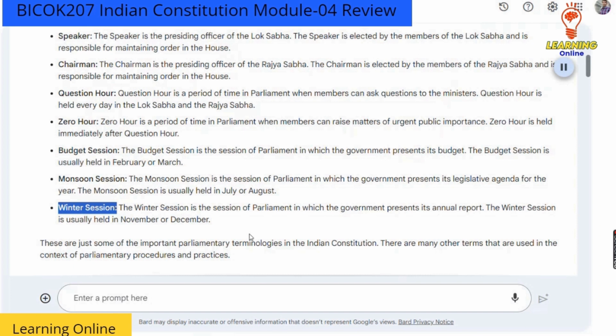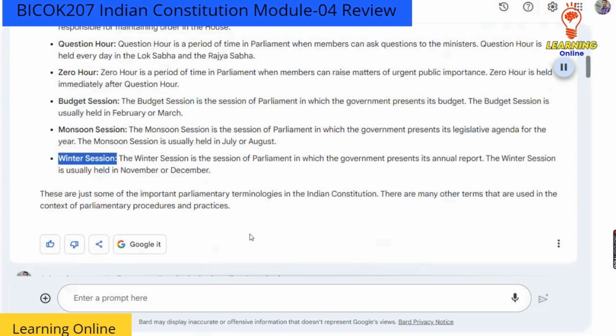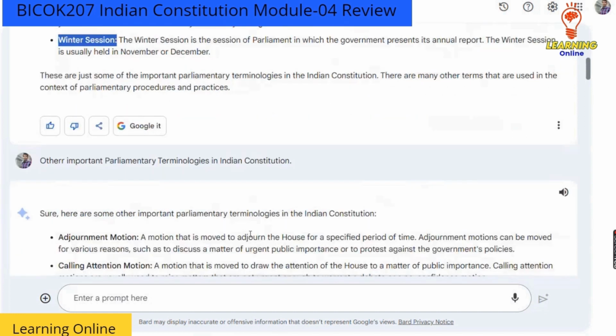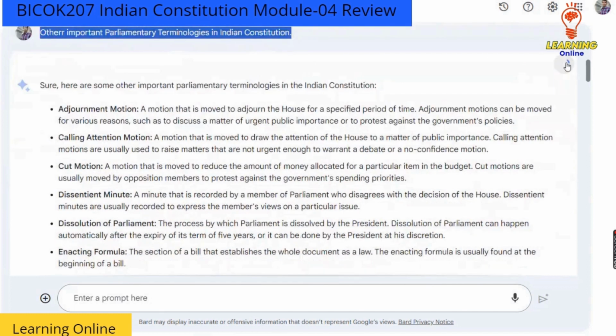These are just some of the important parliamentary terminologies in the Indian Constitution. There are many other terms that are used in the context of parliamentary procedures and practices. Here are some other important parliamentary terminologies in the Indian Constitution.